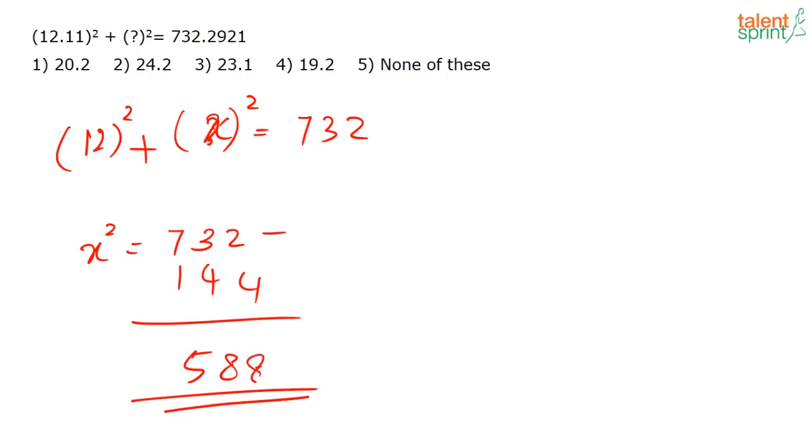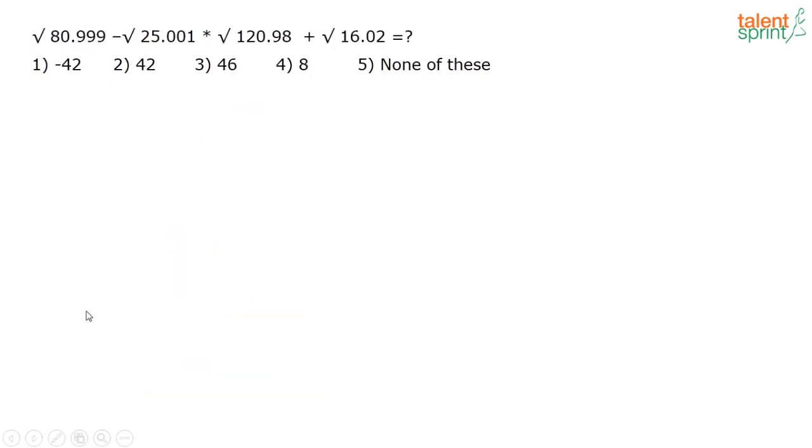So if it is 588, see we know 24 squared. What is 24 squared? It is 576. And 25 squared is 625. So the answer is between 24 squared and 25 squared. So we can approximately take it as 24.2. So let's move on to the next question.